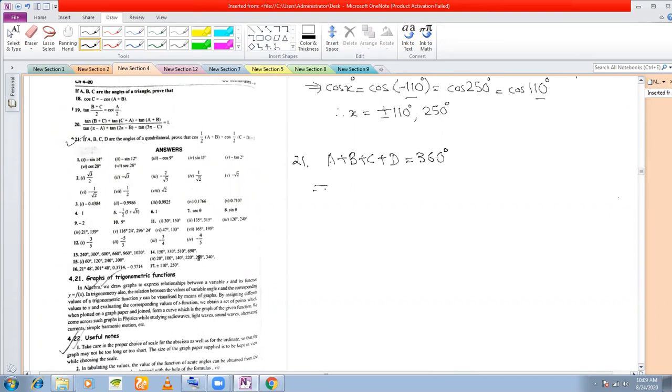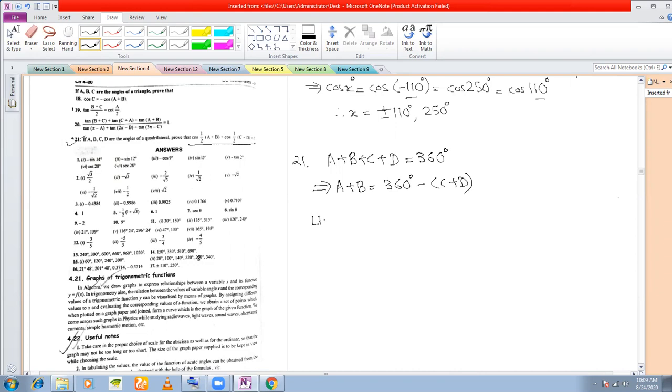Then what can you say about A plus B? You can write A plus B as 360 degrees minus C plus D. So therefore, what do you have to prove? Cos half A plus B plus cos half C plus D is equal to 0.